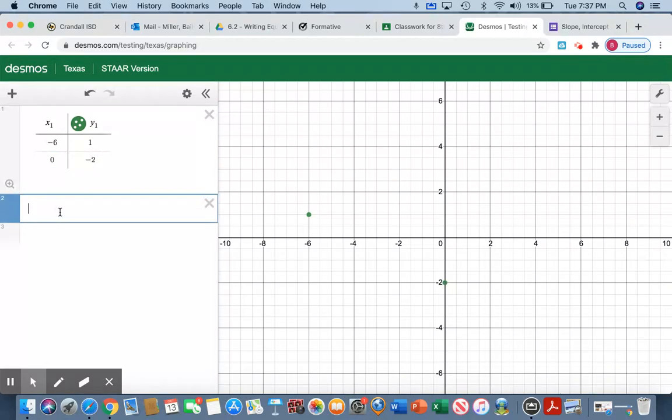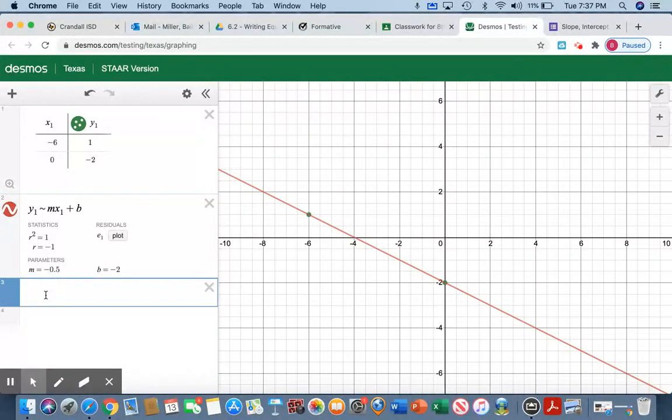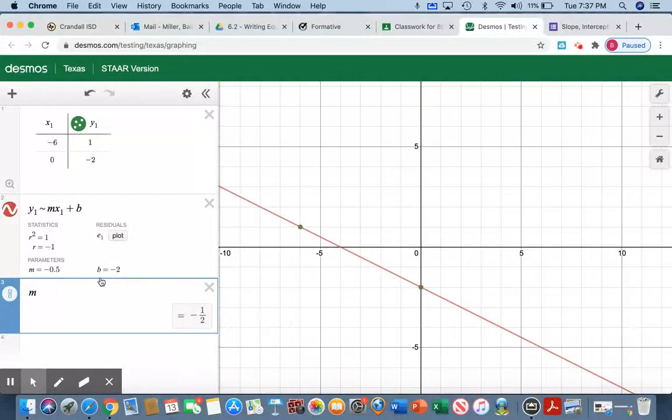Then I come down here and I type in y1, shift squiggle, mx1 plus b. Then I look down here and I'm given my slope and my y-intercept, which is -0.5, which I want as a fraction. If you just type in m and then hit the fancy fraction button, it'll do it for you, which I think is pretty cool. So you don't even have to type in the -0.5. You can just type in the m and it'll do it for you. So I'm given an m, which is -1/2, and I'm given a b, which is -2.